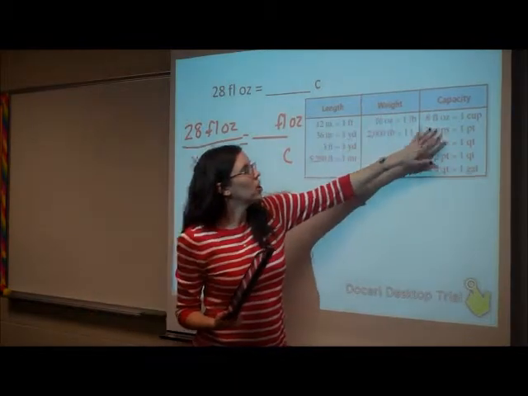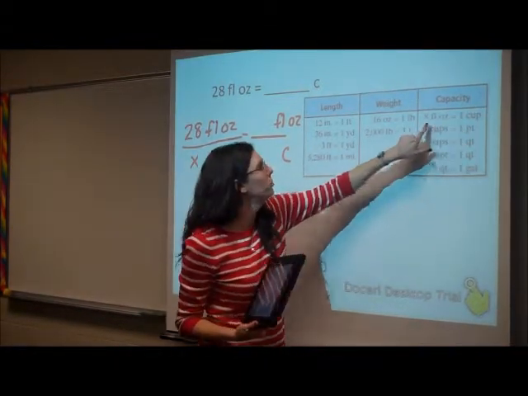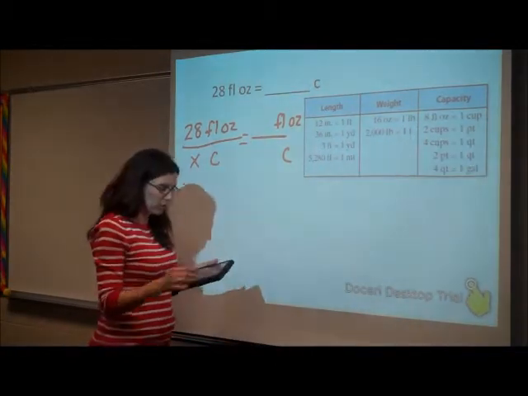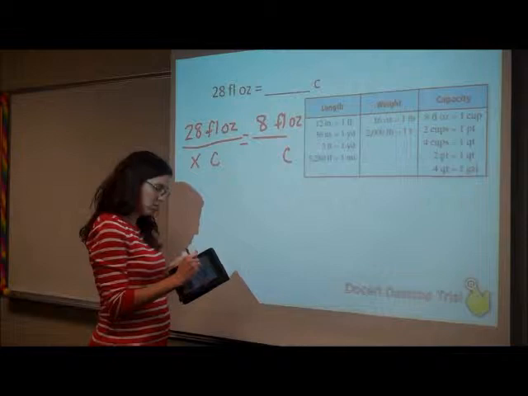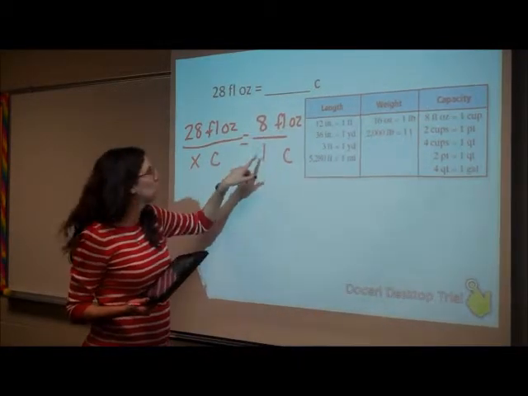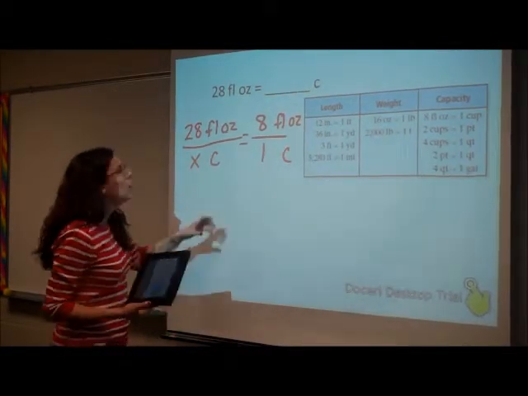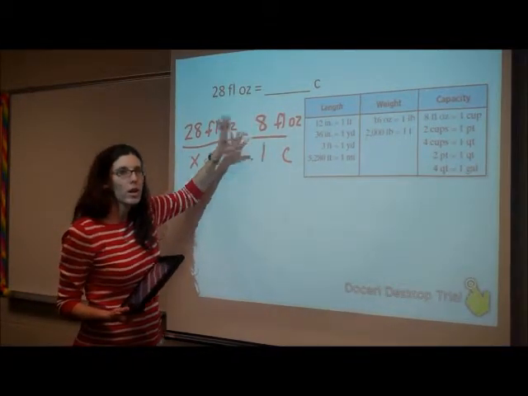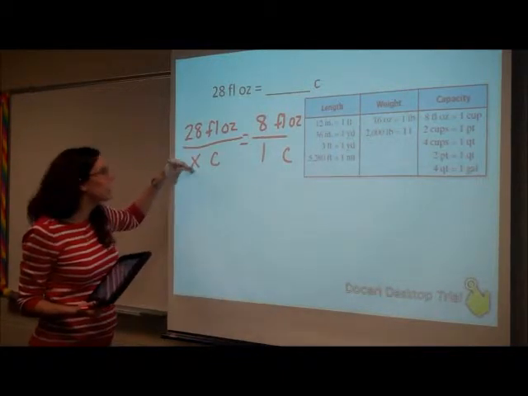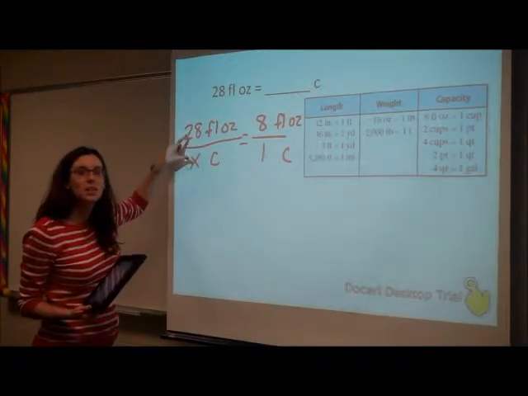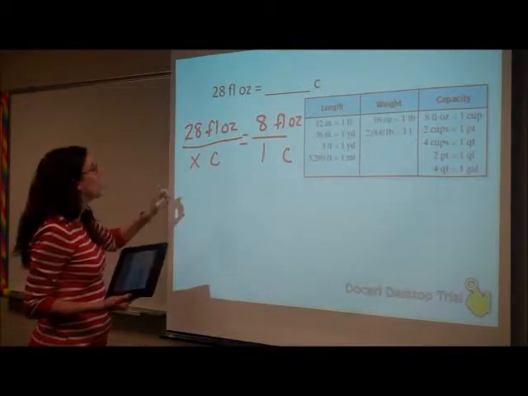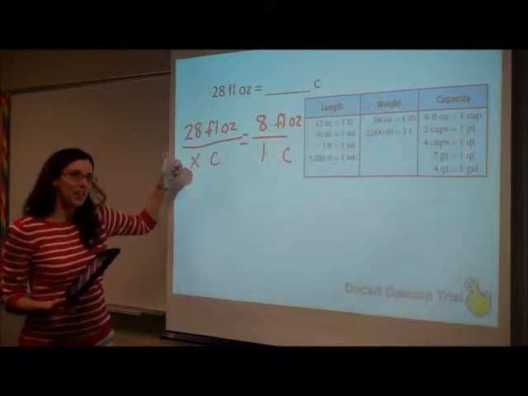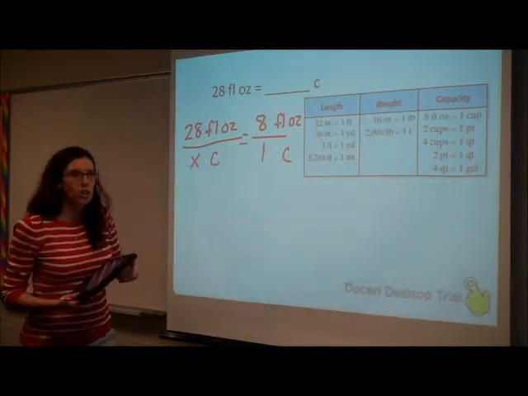Now, if I use my chart, which is in your book on page 292, it says that 8 fluid ounces are equal to 1 cup. So I'm going to fill in 8 fluid ounces is equal to 1 cup. Okay? Because this is our ratio of cups to ounces. I have 28. I want to find the equal amount of cups. So I want this to be the same ratio. Now you can look, and is there something we can multiply by 8 to get 28? Nothing really easy, so let's do our cross products.